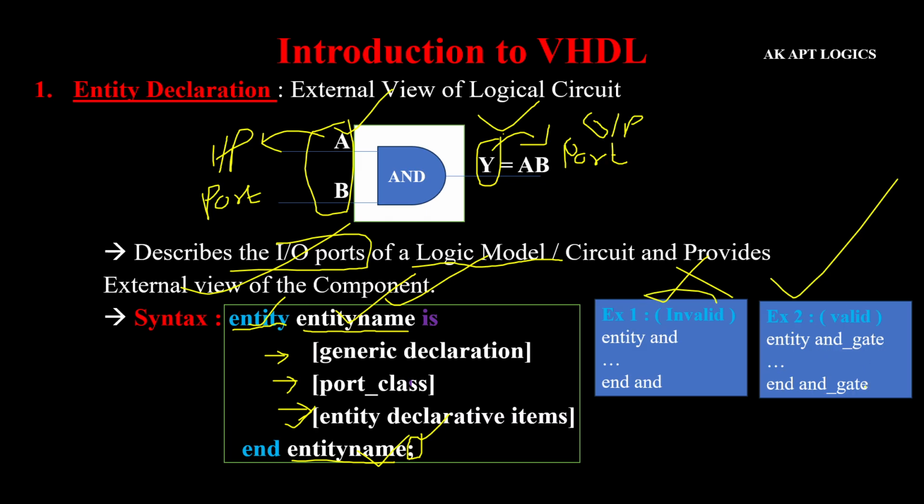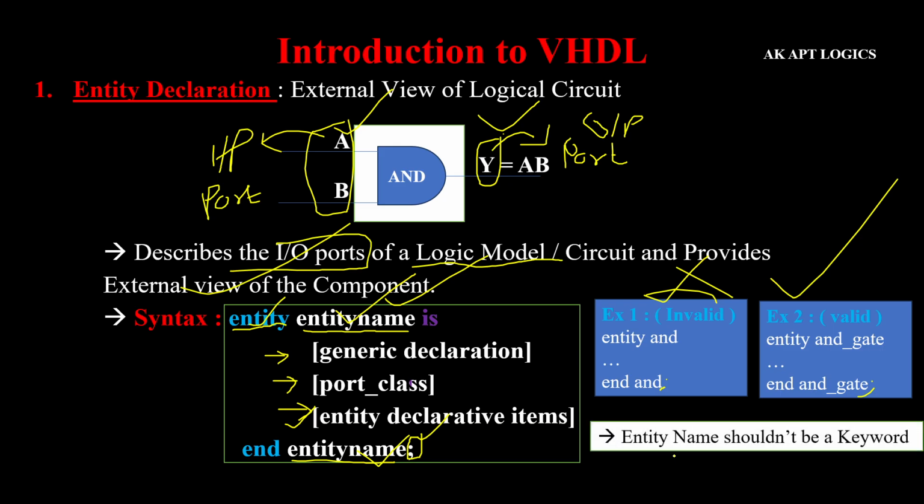"and" and "get" and "get". So see, I forgot the semicolon here. You should put it. Don't forget it. You should put the semicolon. I only forgot the semicolon. You shouldn't forget it. Entity name shouldn't be a keyword. This is the point you should remember. Next, let us see each of these in detail.